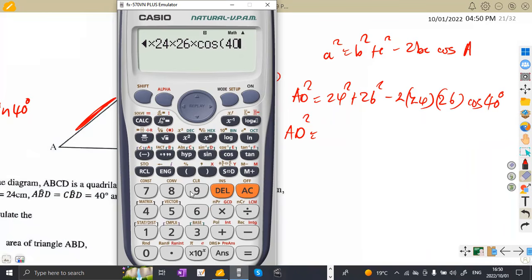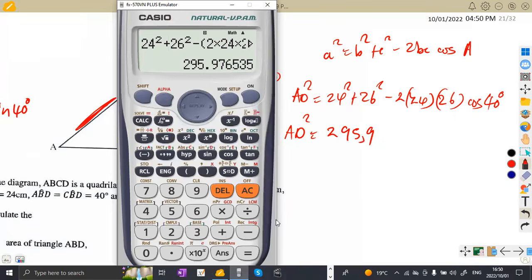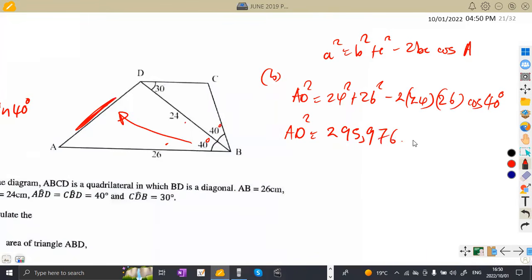So it can actually give us something like this. All right, so it's going to be 295,9, something like that. Okay, so it's going to be 295,976, something like up to the last digit.